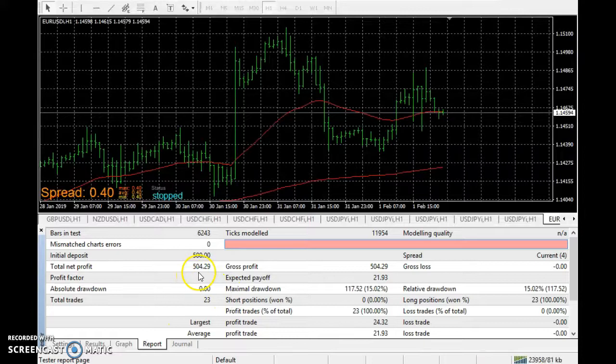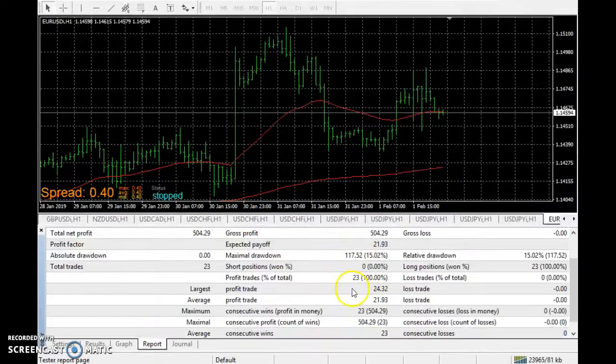All right, you got $504.29 in profit. It was 100%, haven't taken any losses. The drawdown it had was a 15% maximum drawdown. These are the results.